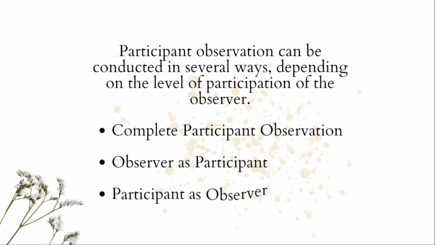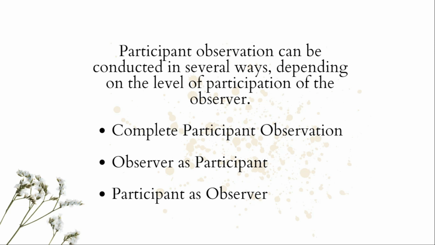Now, participant observation can be conducted in several ways depending on the level of participation of the observer. Number one is complete participant observation. In this type of participant observation, the observer becomes a full member of the group being studied and fully participates in their activities. The observer is not known as a researcher and their true identity is kept hidden. This method is useful when studying groups that are difficult to access or observe, such as gangs or criminal organizations.